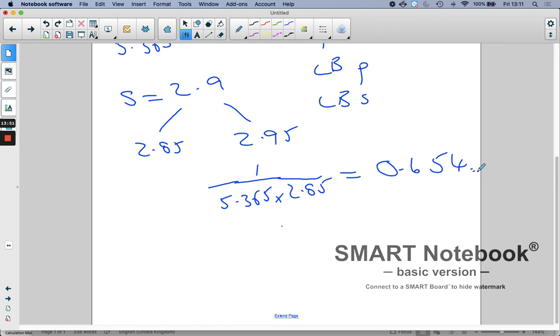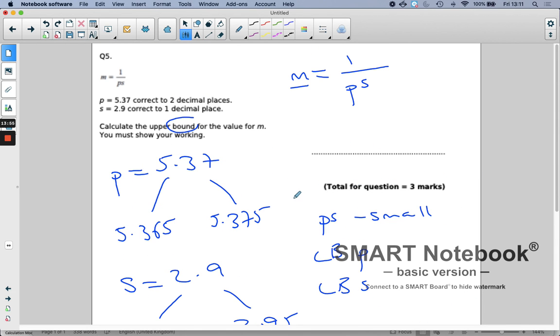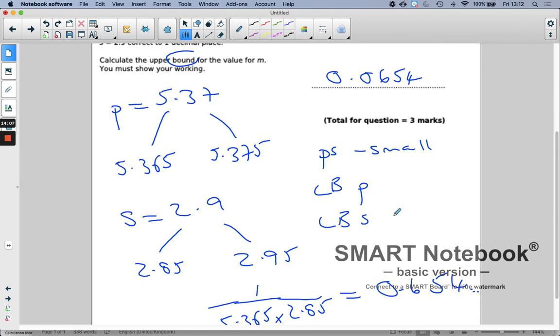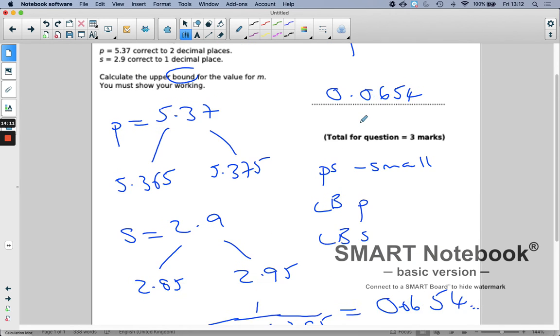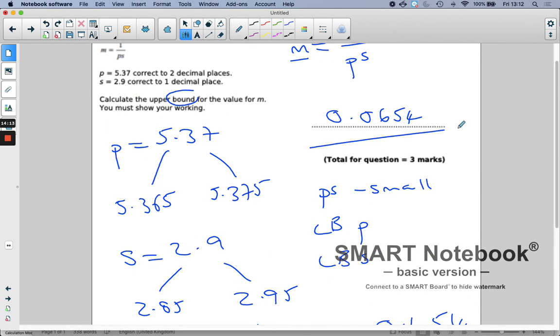0.654. Okay? So my final answer for this is 0.0654. I think I missed the naught when I wrote it down here. Yeah, 0.0654. That's my final answer, and that's to 4 decimal places.